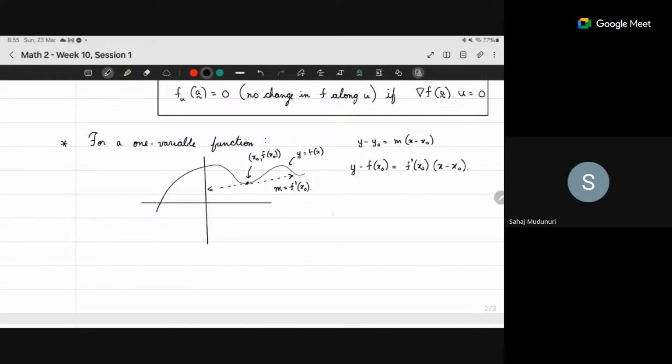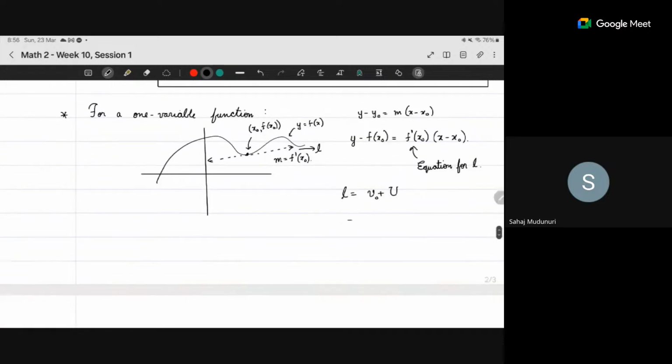So I can describe this line. Let me call this line L, and this is an equation for L using the coordinate geometry that we know. But L can be written as some vector or some point plus some subspace, because it's an affine subspace. An affine subspace is just a translation of a vector subspace. So what is this V naught? What choices do we have for V naught?